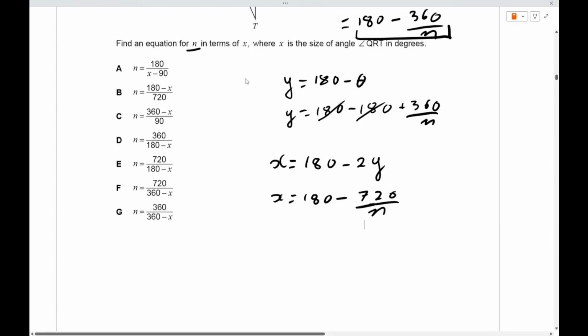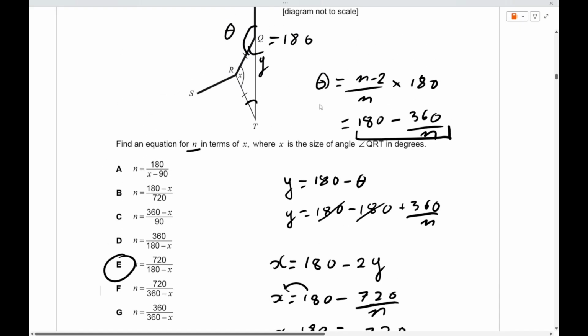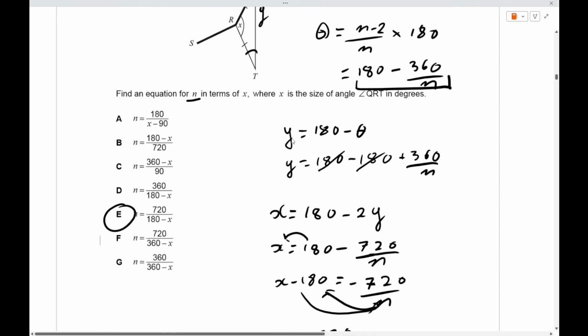Simple arithmetic again. We pass that to the other side. So we have x minus 180 is equal to minus 720 over n. Then you can times by minus 1, pass this to there, and then divide by that. So in that case, you have n is equal to 720 divided by 180 minus x. Remember, because we times by minus 1. In that case, what's that? That's E. Very simple again. See, it didn't take me time, but if you didn't know what to do, it would take you way longer and it'd be really hard.